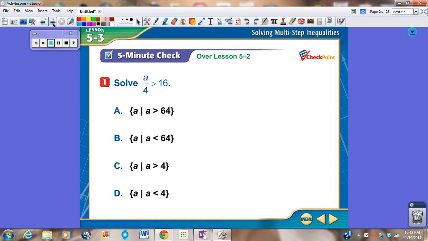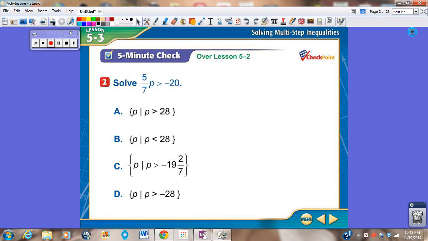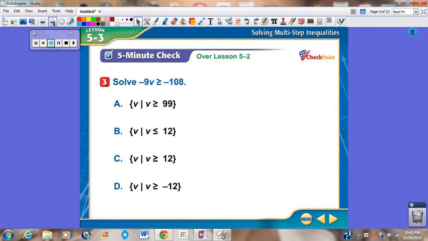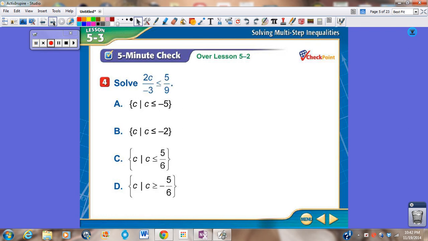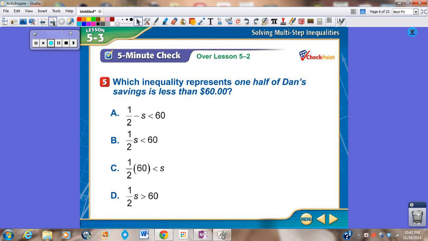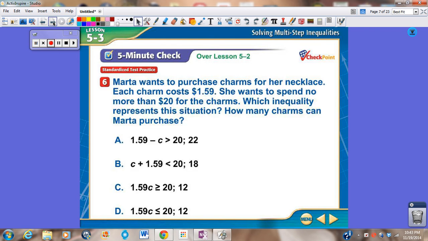There are 6 questions on this 5-minute check, so I'm just going to go through them. Again, pause where you need to work so that you can get those 6 done, and then there'll be 5 examples. So there'll be quite a bit more to do than what we've done in the past, but you guys are doing really well getting used to this. There's the first one, the second, third, fourth, and fifth one. Notice it's a word problem. And there's the sixth one, a word problem standardized question. Keep in mind, write your answers down so you can enter them into the Google form.